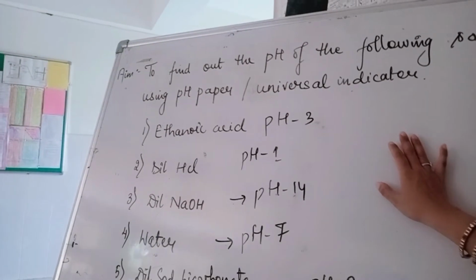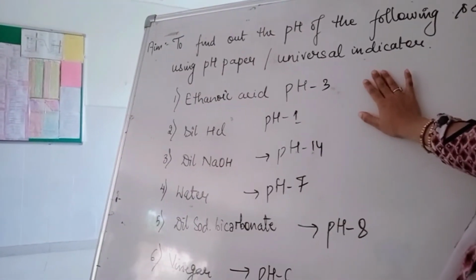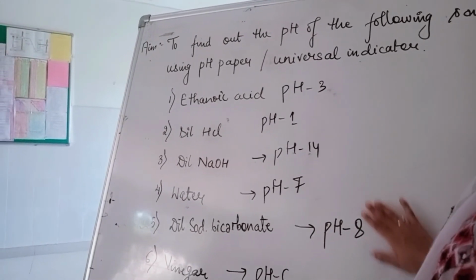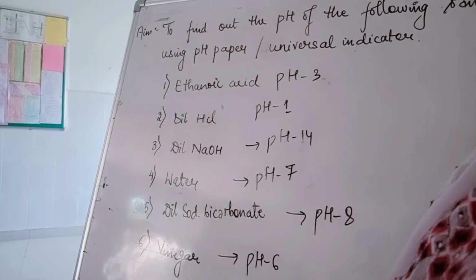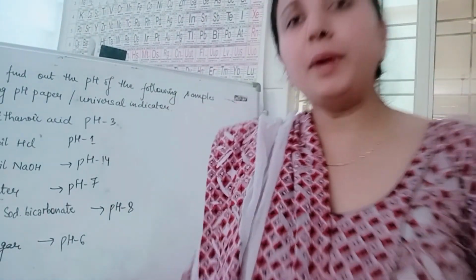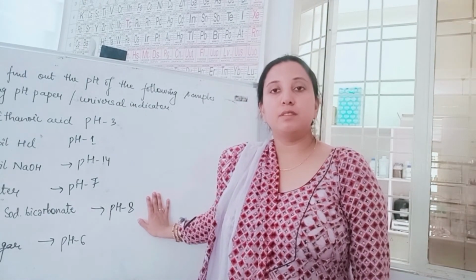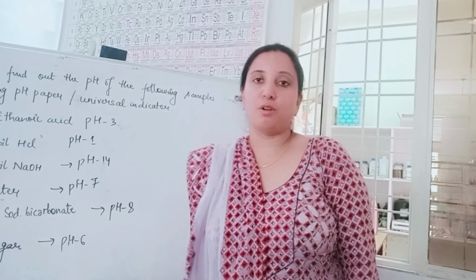So what we have done? We have done the ethanoic acid, dilute HCl, dilute NaOH, water, sodium bicarbonate and vinegar. So just maintain this in your files, and in the next practical we will meet. Till then, good day all of you.